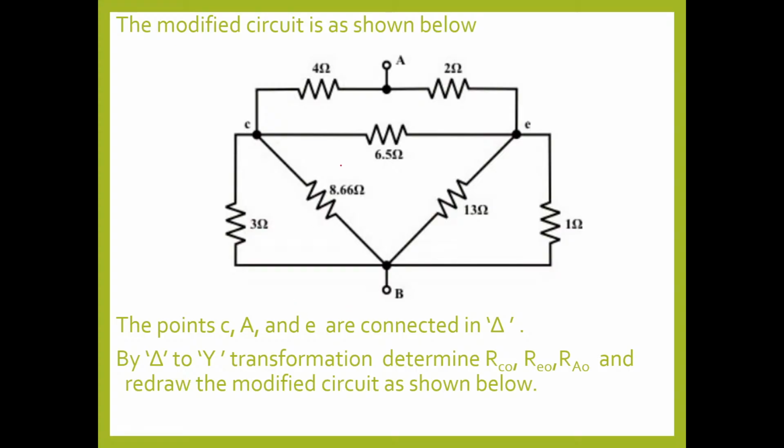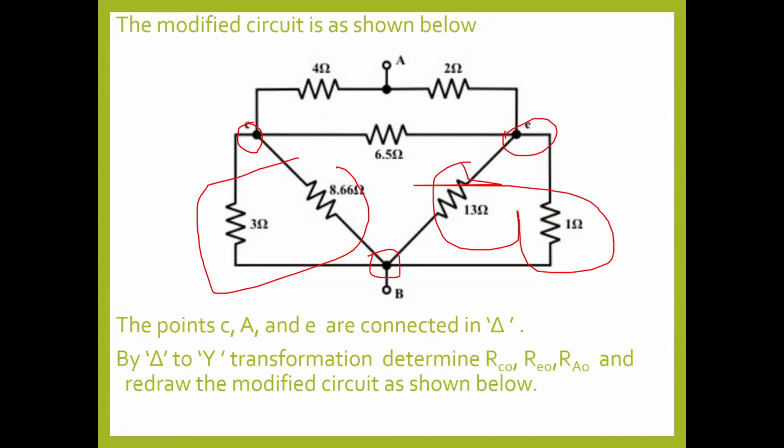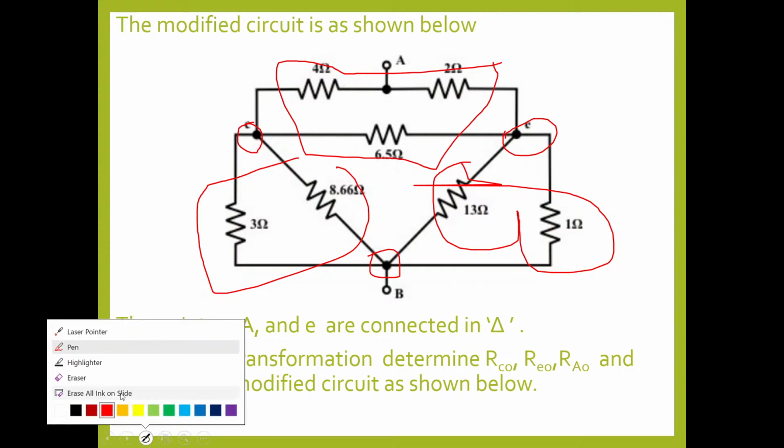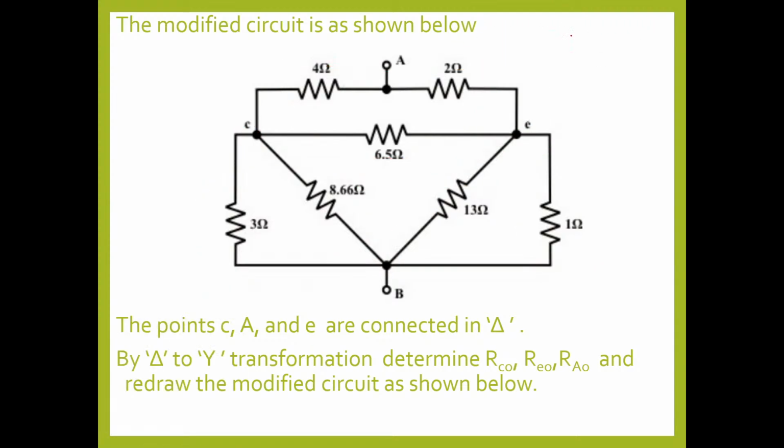Now these two resistors, see here, they have common beginning terminal and ending terminal. This resistor and this resistor also have common beginning and ending terminals. But these three resistors are not looking as if they can be simplified by series parallel combination.